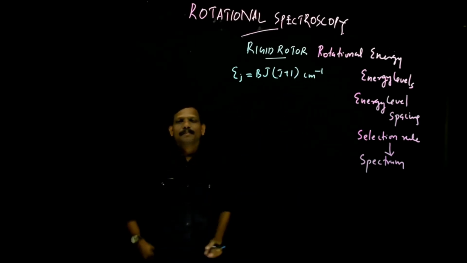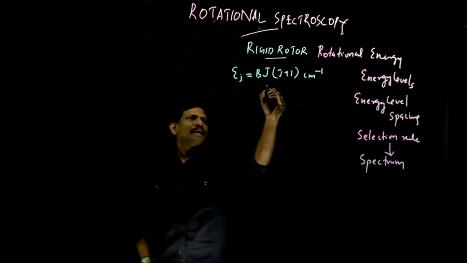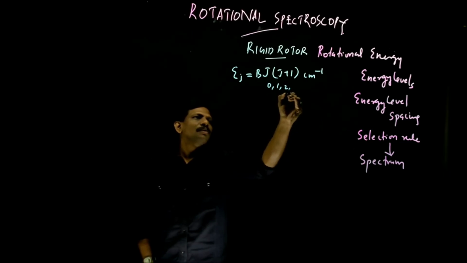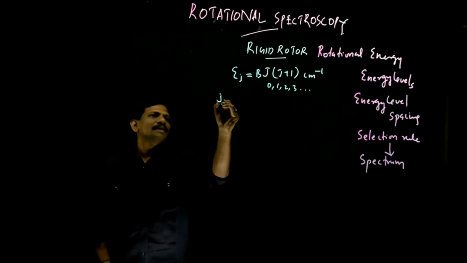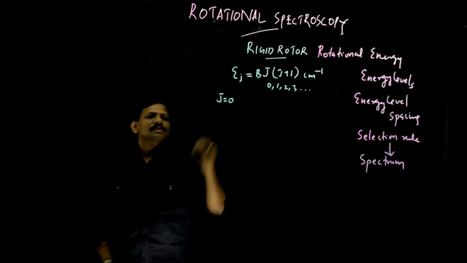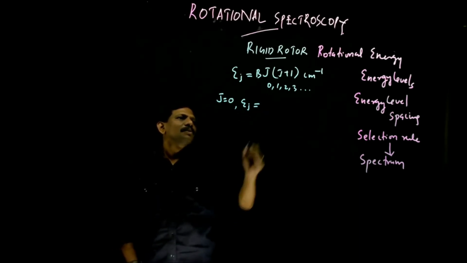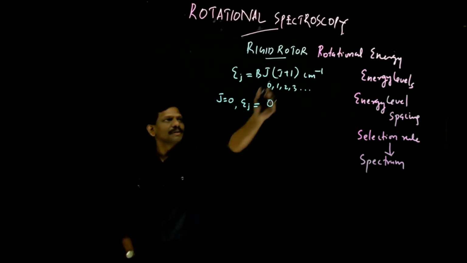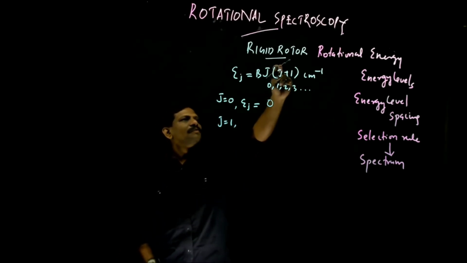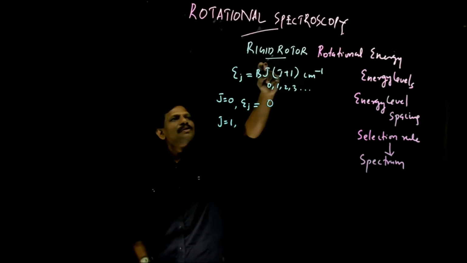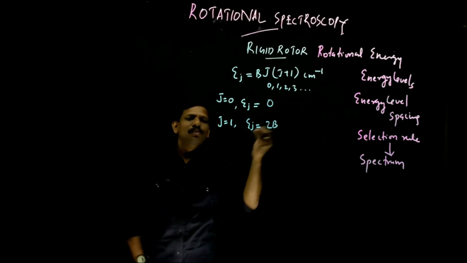I told you that B is the rotational constant, and J is the rotational quantum number, which can have values of 0, 1, 2, 3, etc. So, let us give J equal to 0, then EJ is equal to 0. Suppose J is equal to 1, then J(J+1) is 1 times 2, that is 2, so EJ is equal to 2B.